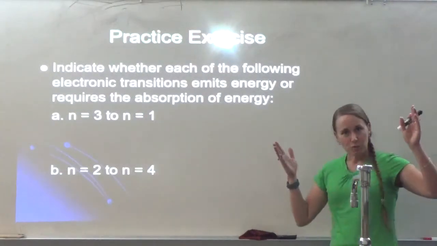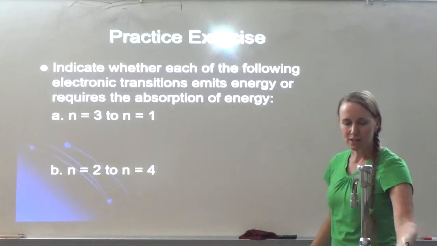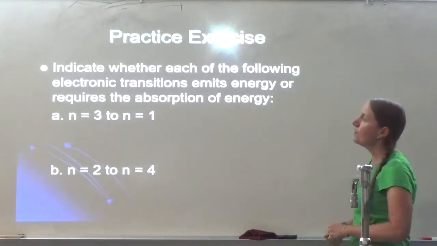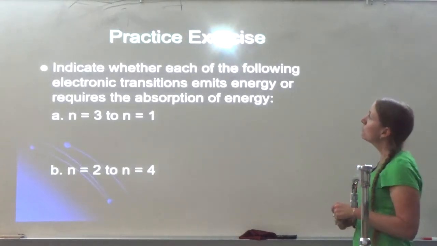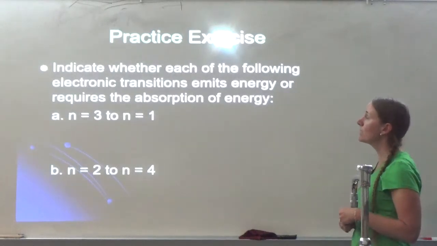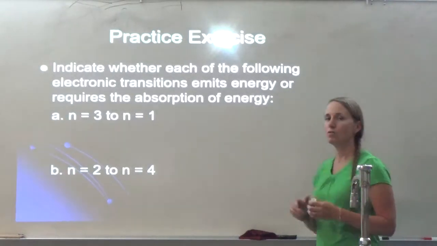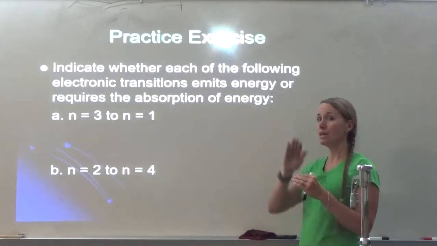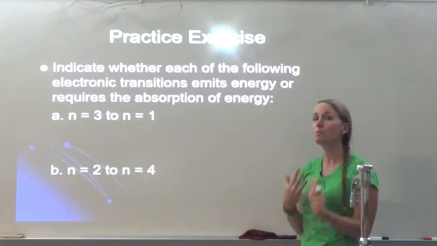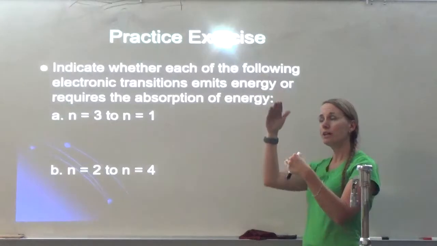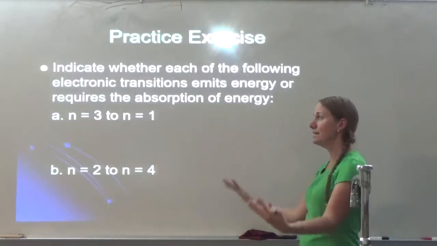So you try this one real quick. I'll assume you've already done that, and I will do it now. It says, indicate whether each of the following electronic transitions emits energy or requires the absorption of energy. If we're going farther from the nucleus, up in energy, we need to absorb energy. If we're falling closer to the nucleus, we can release energy.